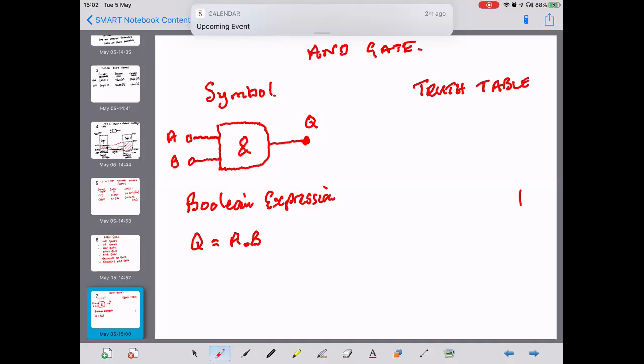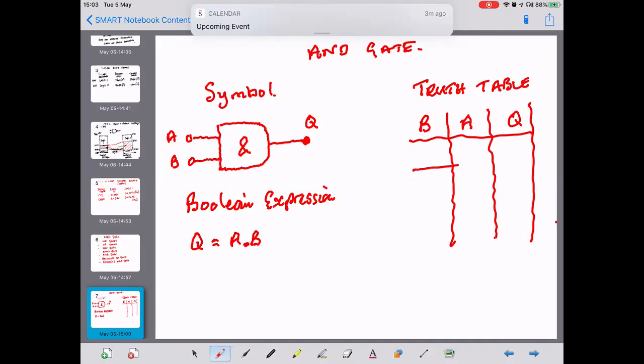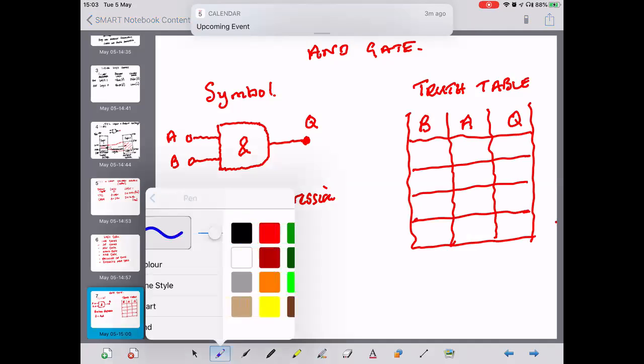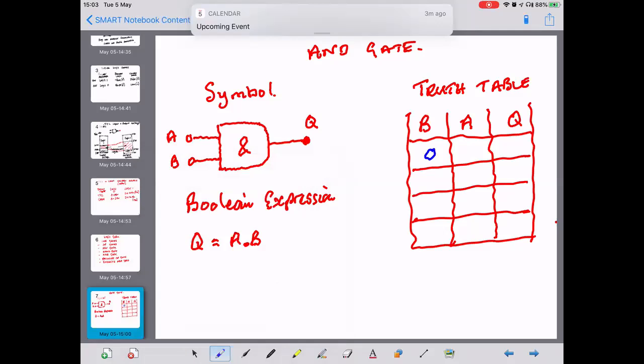What you do with the truth table is for all possible values of the inputs, you say what the value of the output should be. So we have two inputs, B and A. They're always done in that order, so the highest bit to the left. Then we have Q. So we have B off and A off, on, off, and both on.